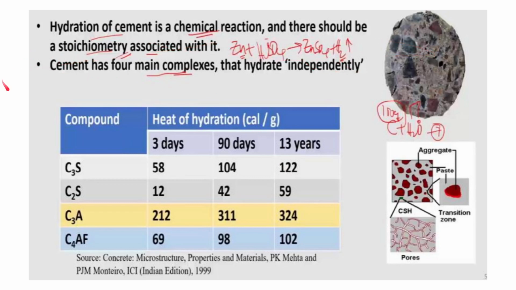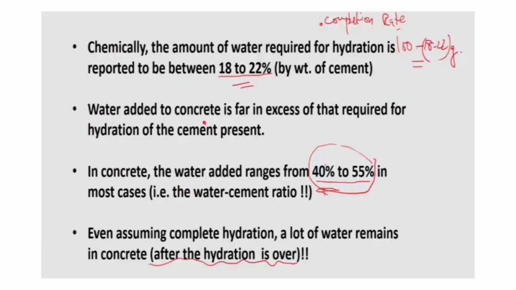As you can see, these are some stoichiometric relations which are present in hydration of cement. Chemically, if we find the amount of water which is required for hydration, it is between 18 to 22%. So this much water is sufficient for hydration of cement. But to achieve this, we give water which is in much more content as compared to the required value. So water added is always far in excess, and generally it ranges between 40% to 55. So you see, we require between 18 to 22, but we are giving 40 to 55.